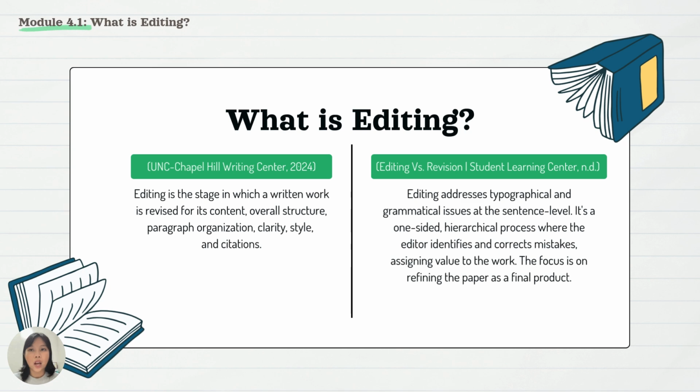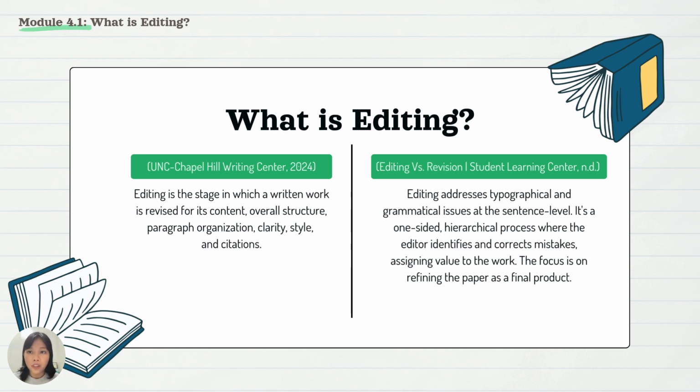Similar to this definition is how the University of North Carolina or UNC at Chapel Hill and the University of California, Berkeley or UC Berkeley Student Learning Center have defined the word editing. So for UNC, editing is a stage in which a written work is revised for its content, overall structure, paragraph organization, clarity, style, and citations. Meanwhile, UC Berkeley has defined it as the process where it addresses typographical and grammatical issues at the sentence level. It's a one sided hierarchical process where the editor identifies and corrects mistakes, assigning value to the work. The focus is on refining the paper as a final product.